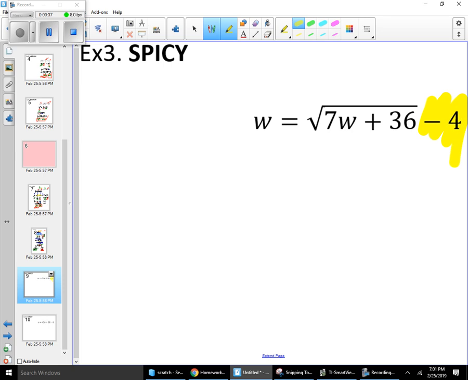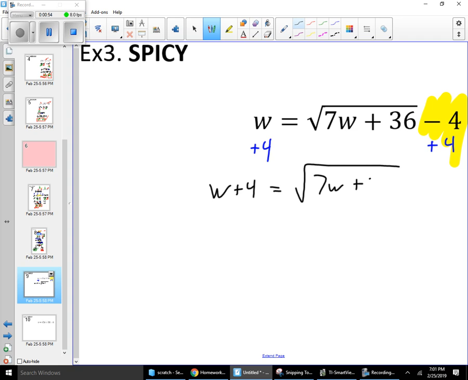This -4 on the right-hand side of the equation really makes things a mess for us if I choose to square right now. So I can add 4 really quickly and change this into something that I've already seen before. W plus 4 equals the square root of 7w plus 36. Now when I square both sides, we're back to a FOIL that admittedly we don't want to do, but it's better than the FOIL that we could have done if squaring was our first step.